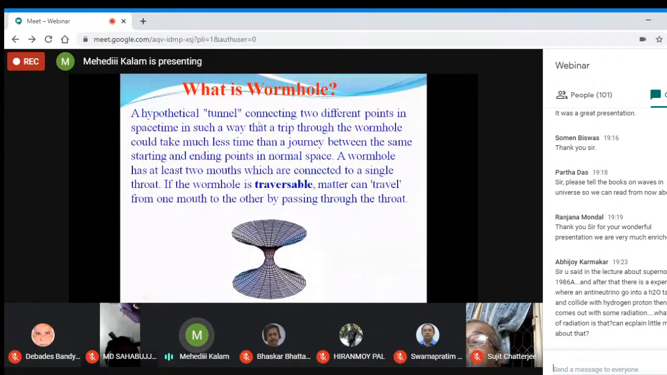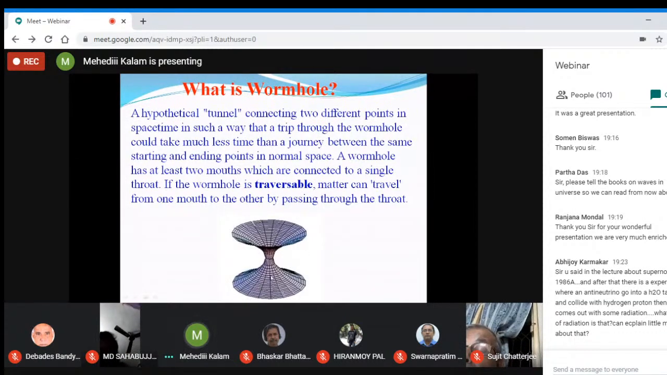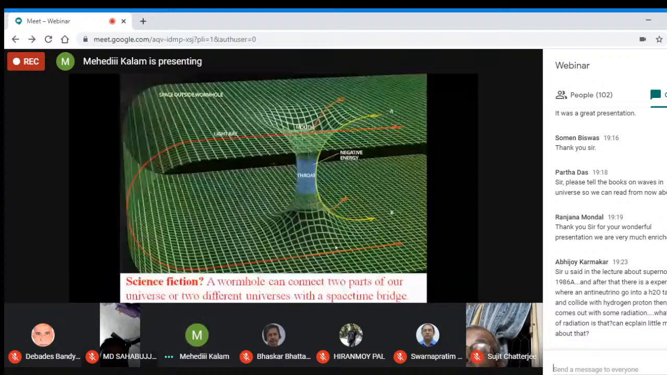So now, what is a wormhole? A wormhole is nothing but a hypothetical tunnel which connects two different spacetimes with a throat. So a wormhole has two mouths and one throat. If the wormhole is traversable, then matter can travel from one mouth to the other by passing through the throat.